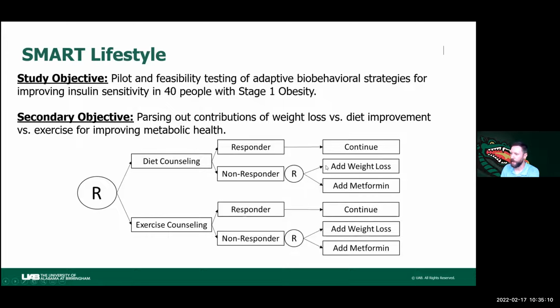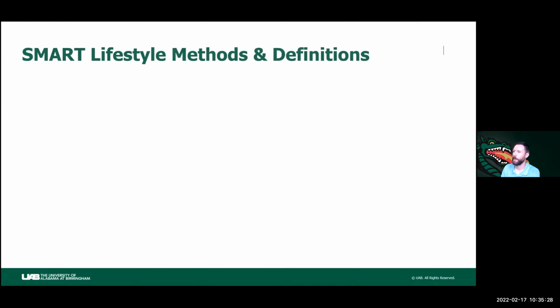You can see here that this actually should say switch to weight loss instead of add weight loss, but they're switching to either weight loss as a second stage intervention, or we're augmenting with metformin for non-responders. So this is adding a biobehavioral component to this as well. Just going to give you some more methods and some definitions for Smart Lifestyle.